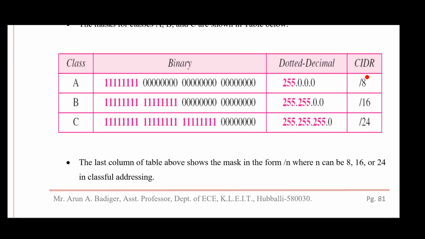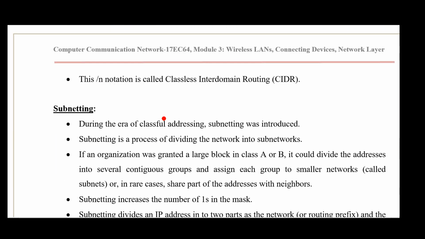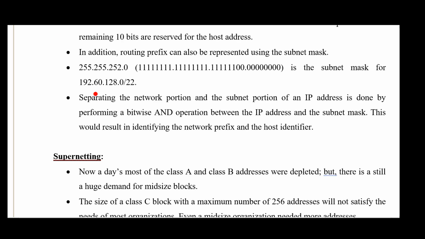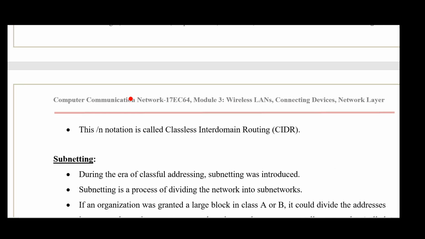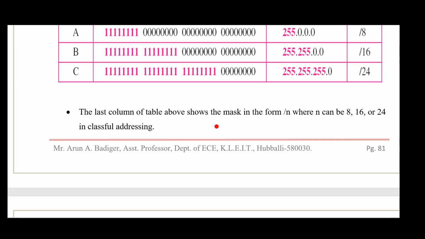In dotted decimal they are represented as 255.0.0.0 for class A, 255.255.0.0 for class B, and 3 255s and last 0 for class C. In case of subnetting the representation is like this, that is /8. This indicates the first 8 bits are network address. Here /16, first 16 bits are network address, /24, sorry, first 24 bits are network address. Okay. Then we'll discuss subnetting and supernetting in the next class.